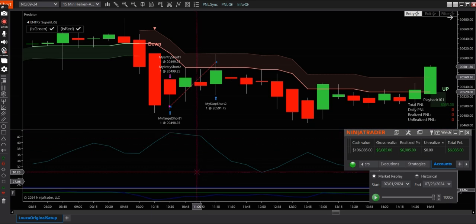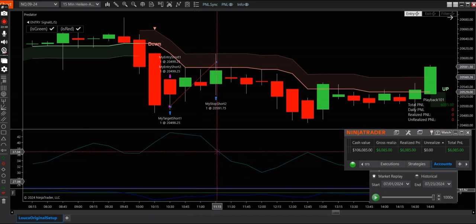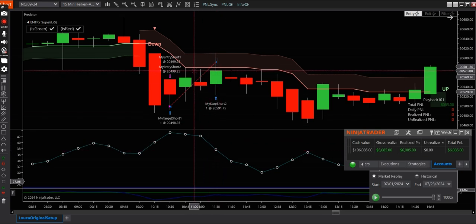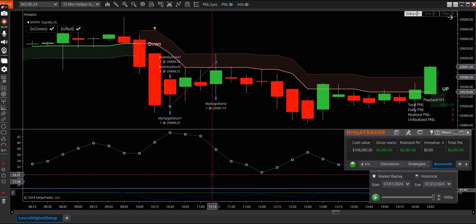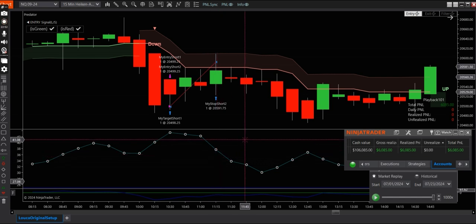Don't worry about these indicators here. These indicators, I had them on the chart before. I can just delete them. This strategy does not take into consideration these indicators here. They're already there, so I can just remove them if I want.